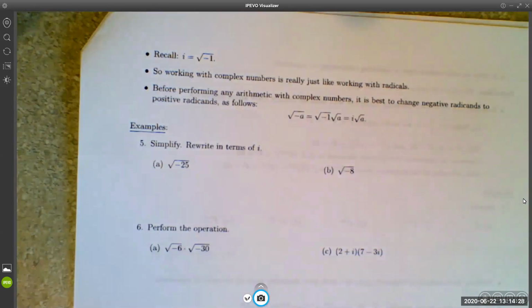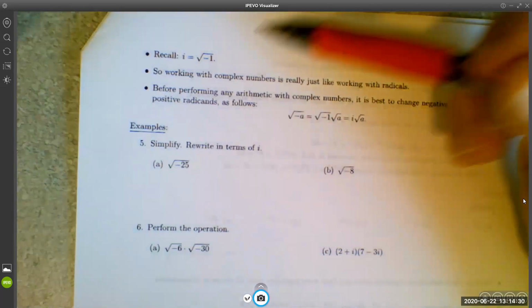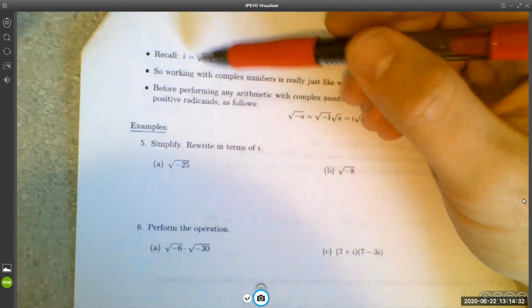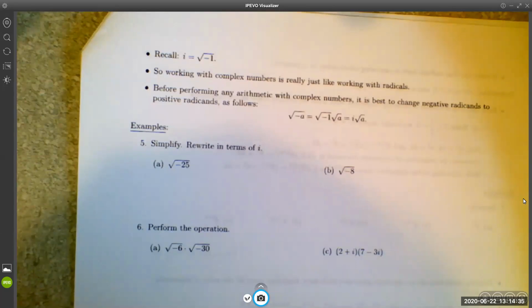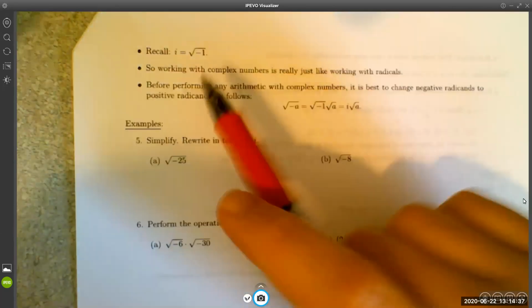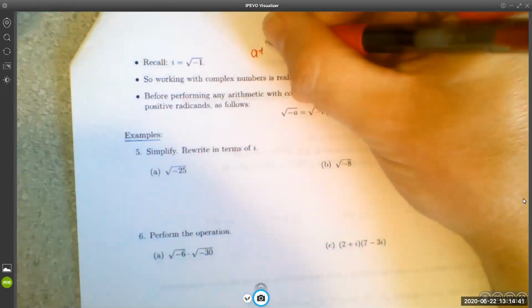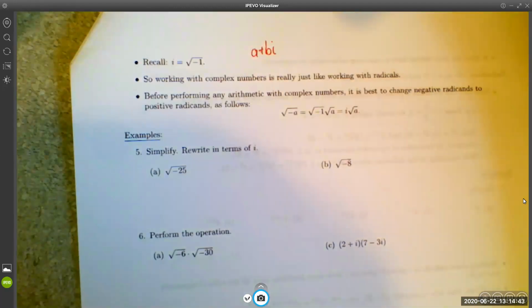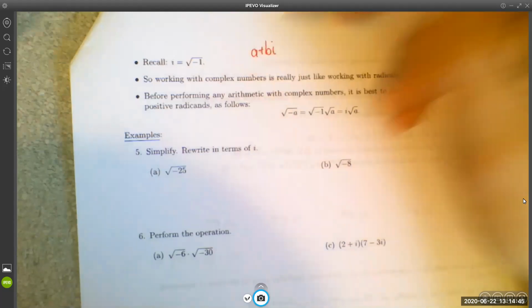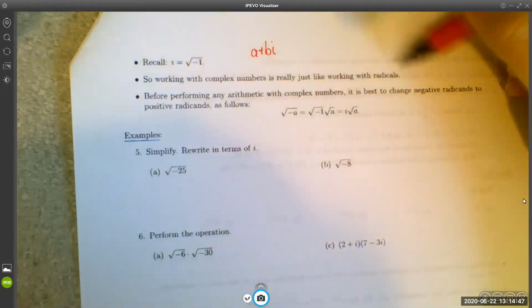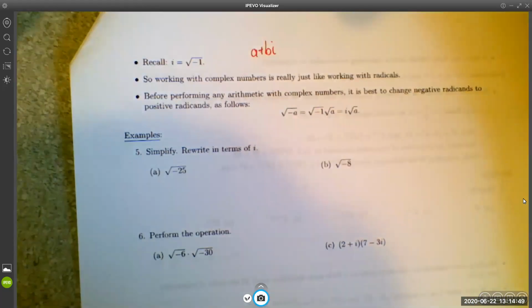So let's hash this out in a little more detail. i, as we've said before, is the square root of negative 1. Consequently, when we're working with complex numbers, numbers like a plus bi, it's really the same thing as working with radicals. If you know how to work with radicals, then you know how to work with complex numbers.